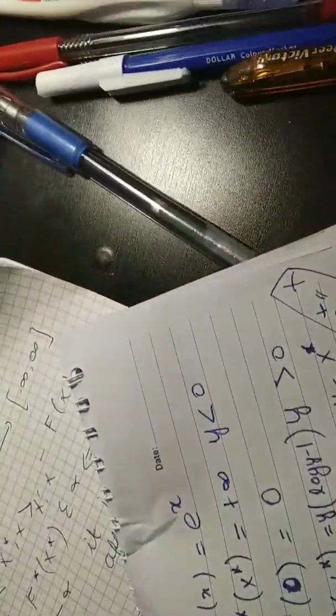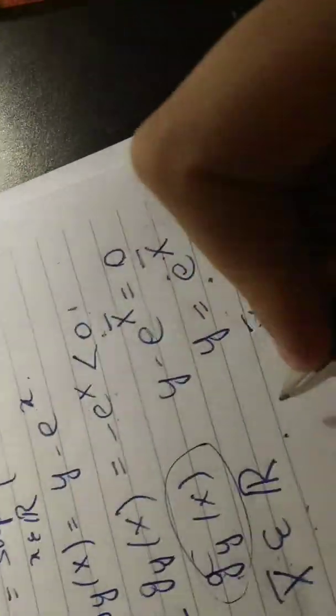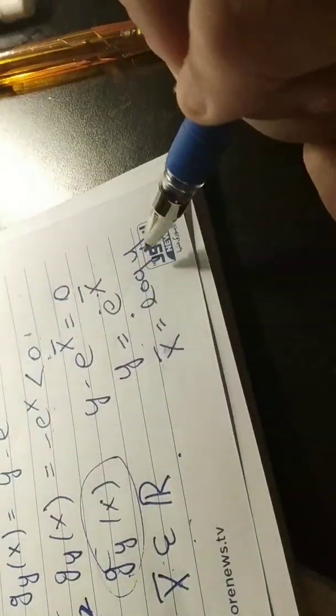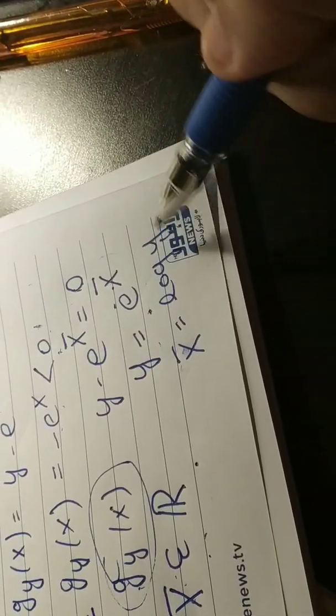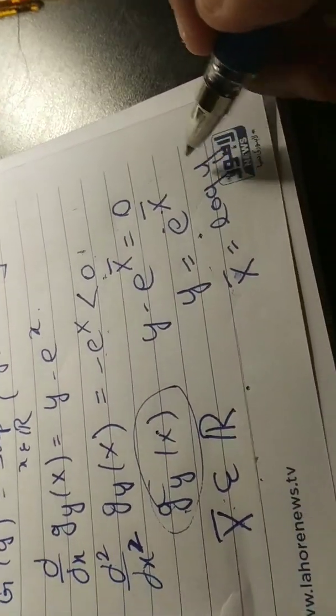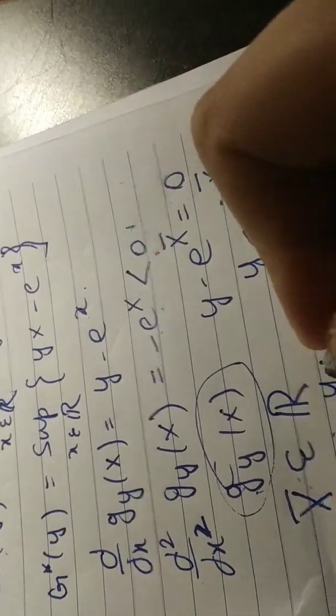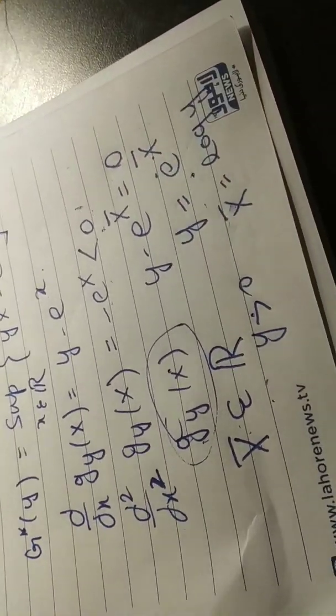This implies that this was possible only when the maxima exists. This implies that y is greater than 0. If we take y smaller than 0, then there is a contradiction. Because the logarithm is not defined for negative values, we always say y is greater than 0.